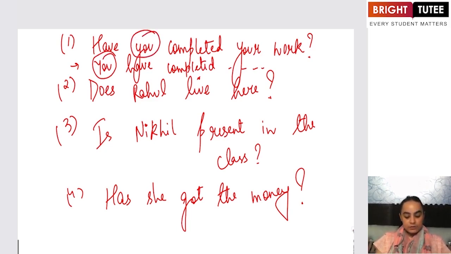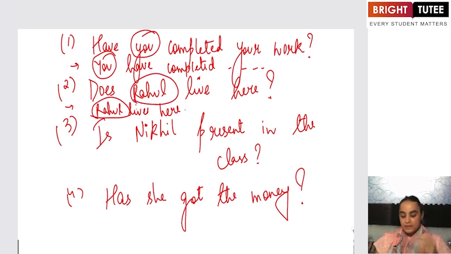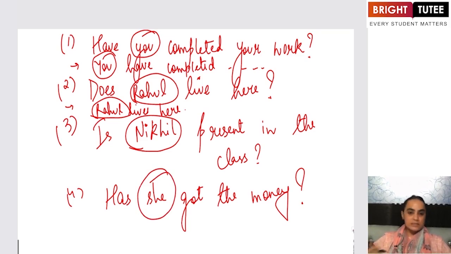Similarly, if I give you the second sentence, does Rahul live here? What is the sentence for it? Rahul lives here. Who am I talking about? I'm talking about a boy named Rahul. So this is my subject. Similarly, the third sentence, is Nikhil present in the class? Who am I talking about? I'm talking about a boy named Nikhil. So that is the subject. Has she got the money? Who am I talking about? I'm talking about she. So that is my subject.